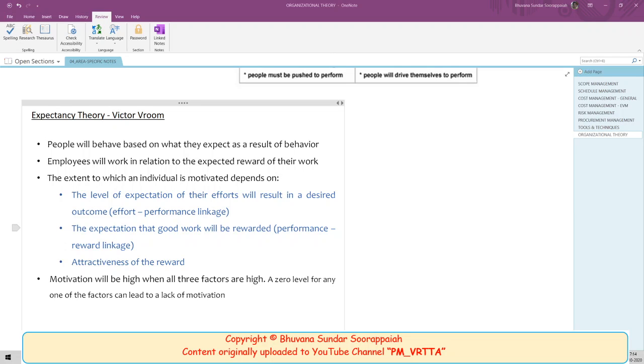So this expectancy theory says people's behavior is modeled by what they think they will benefit from or not lose because of their behavior. Only when these three factors, effort versus performance, performance versus reward, and how attractive the reward is, all these three things are high, then people will be motivated. Even if one of these is low, they will not be motivated. There is no zero-sum game. This is what is called expectancy theory.